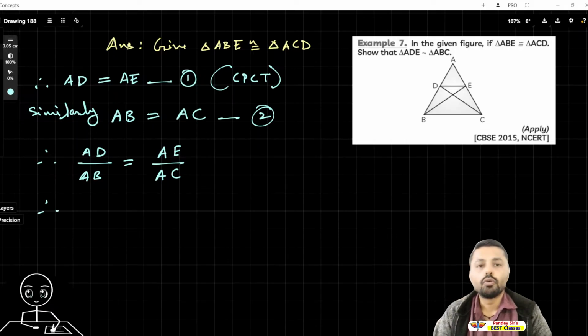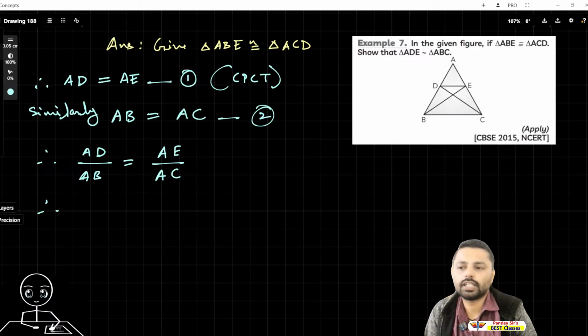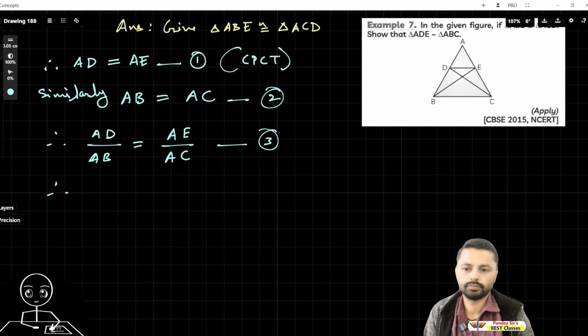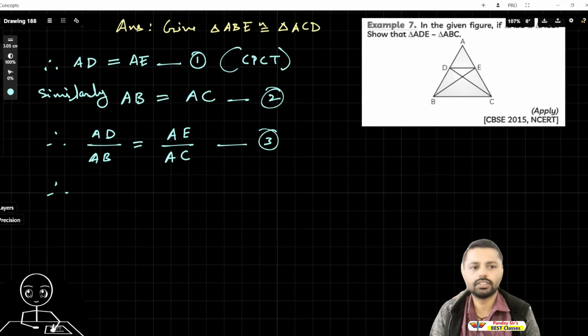Therefore, which property is this? It's the basic proportionality theorem. And these are parallel lines. Let's call it number 3. And you actually don't need the parallel line also. Just these sides being equal is more than enough.